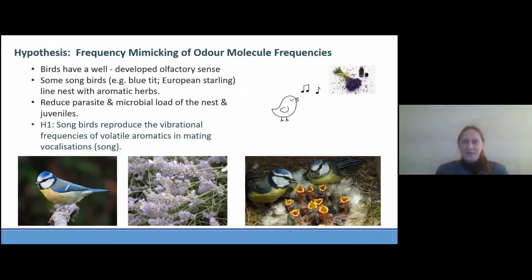So the first hypothesis, putting all this together then, is to do with the mimicking of odor molecule frequencies. Birds have a very well-developed olfactory sense, and some songbirds, notably the blue tit and the European starling, actually line their nests with aromatic herbs like lavender. The curious thing about these herbs is that they have antimicrobial properties. So the theory behind this is that birds do this to reduce the parasite load in the nest, making it a healthy environment for the juveniles, and therefore it increases the survival chances of the juveniles.